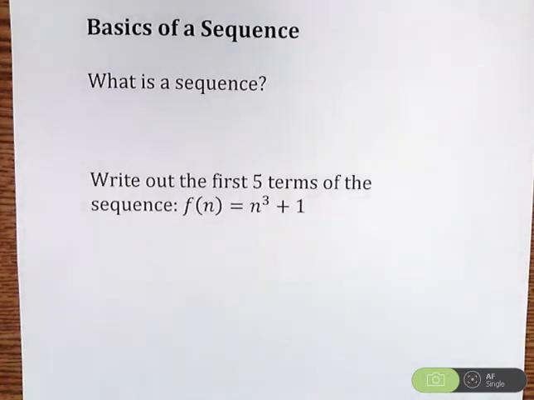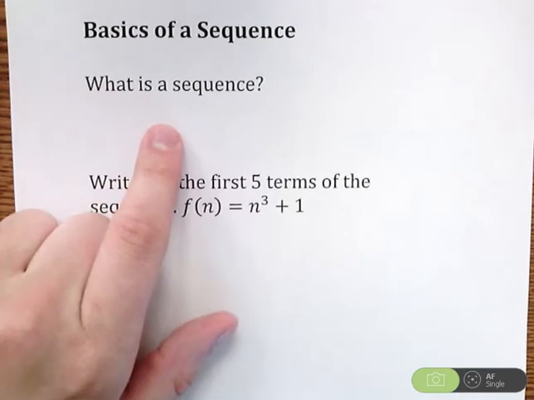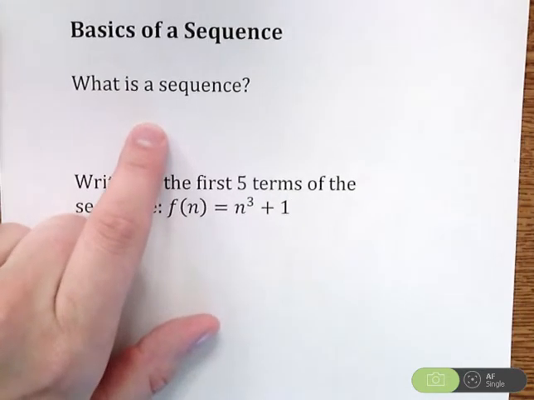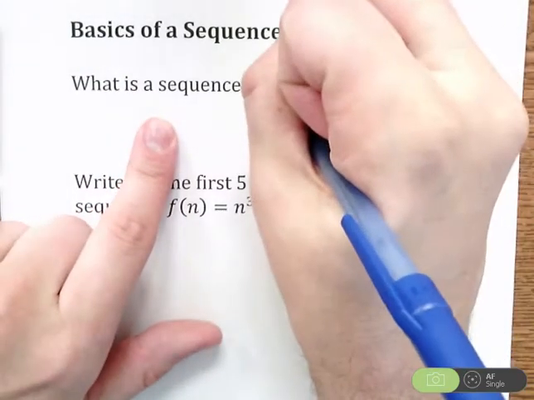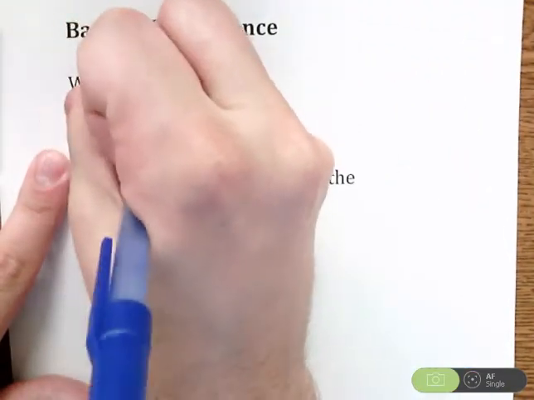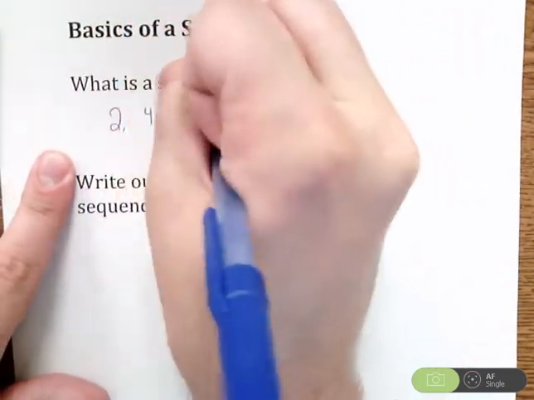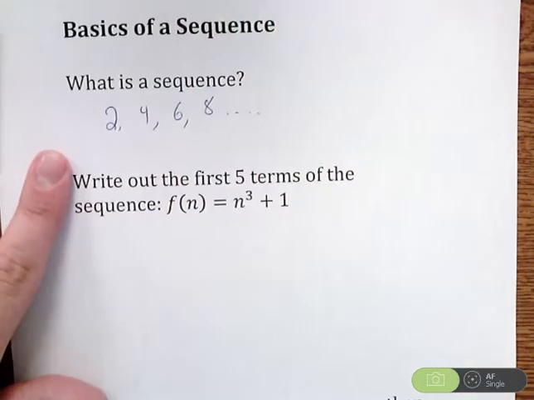Alright, in this video I'm going to be reviewing and talking about the basics of a sequence. So very basic ideas behind a sequence. First off, we should probably figure out what exactly is a sequence. So a sequence, here's an example. It's like 2, comma 4, comma 6, comma 8, goes on and on and on.